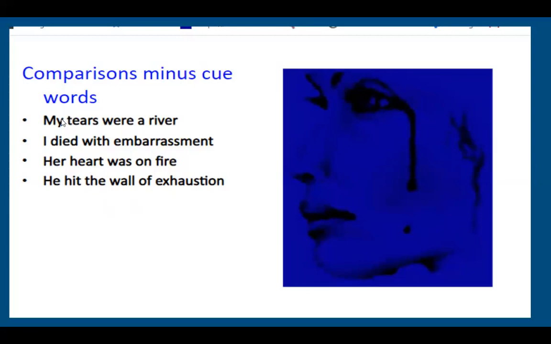So if I ask you to come up with your own metaphor for this, my tears were a river, what is the other metaphor you can think of? Can you think of this tear as what? Can you quickly think of something else instead of this tear flowing? Ocean. Yeah, great. It's like an ocean.